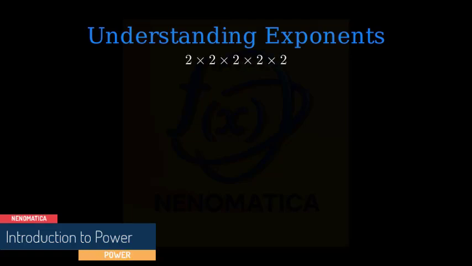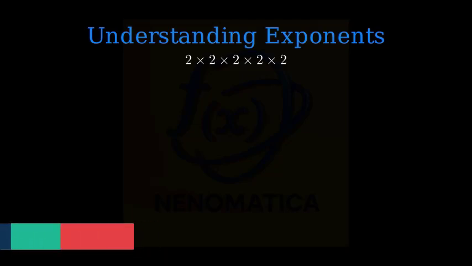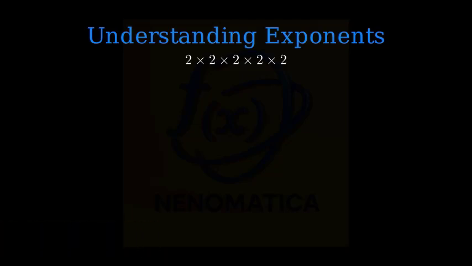Let's consider the following expression: 2 times 2 times 2 times 2 times 2. To simplify this calculation, we can write this as 2 raised to the power of 5, or 2 to the 5th power. Let's break down what this notation means. We call 2 to the 5th as follows. 2 is the base, and 5 is the exponent or power.